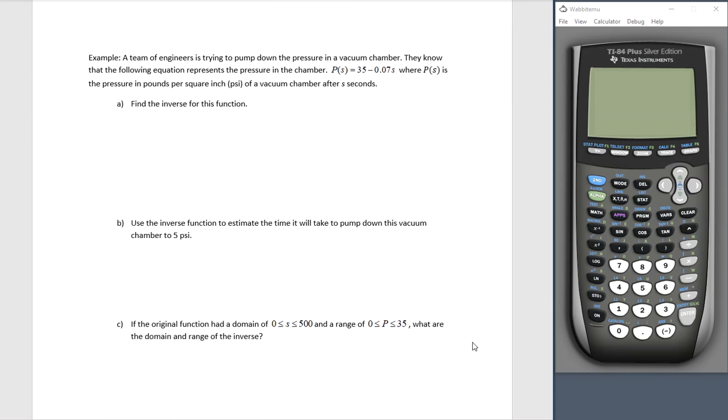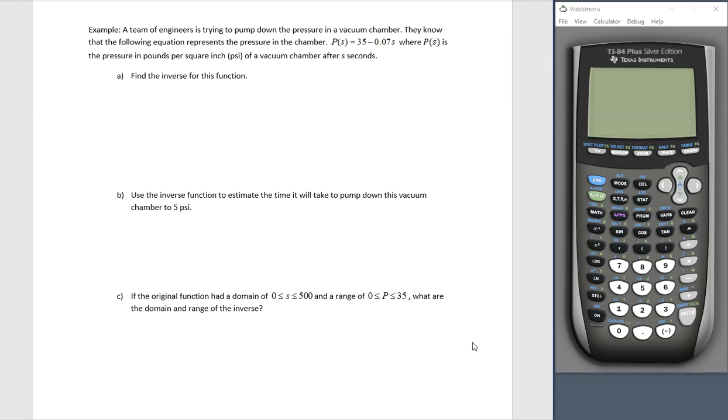Okay, so we're going to do this again. A team of engineers is trying to pump down the pressure in a vacuum chamber. They know that the following equation represents the pressure in the chamber: P(S) = 35 - 0.07S, where P(S) is the pressure in pounds per square inch of a vacuum chamber after S seconds.